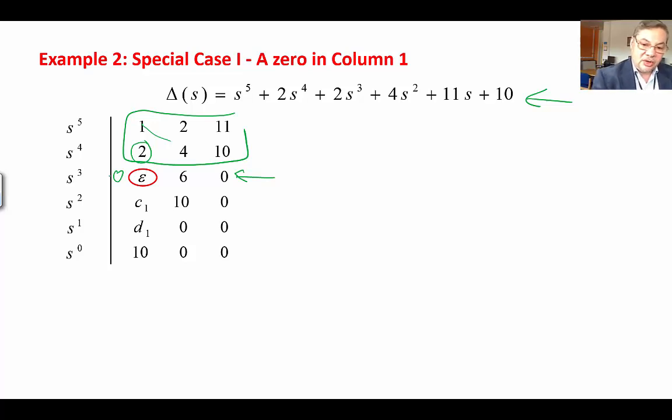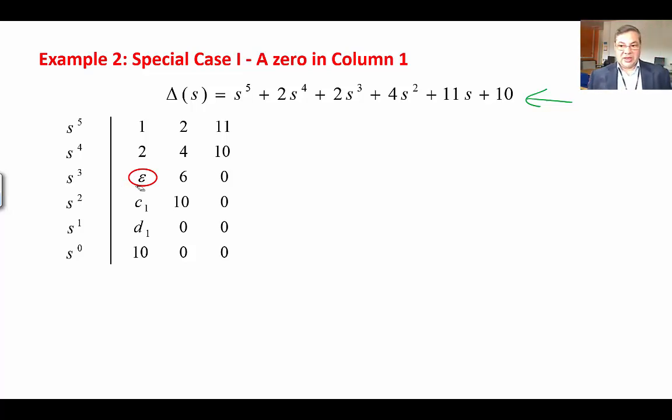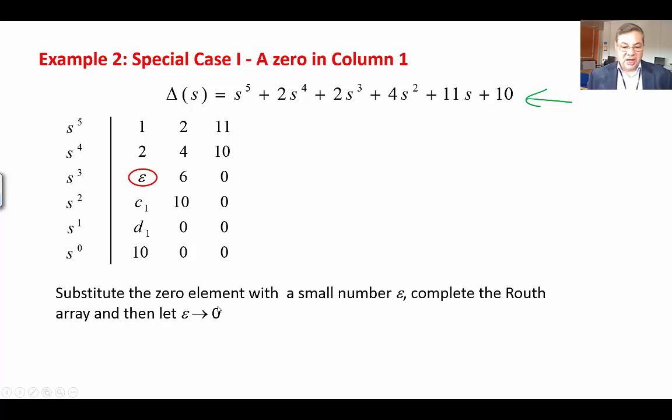Then how can I continue? Because to construct the fourth row, this 0 will be the pivot. I cannot divide by the pivot, which is 0. What do we do? We replace the 0 with a small epsilon. We substitute the 0 element with a small number, carry on computation, and then afterwards see what happens when epsilon becomes very small, the limits when epsilon goes to 0.